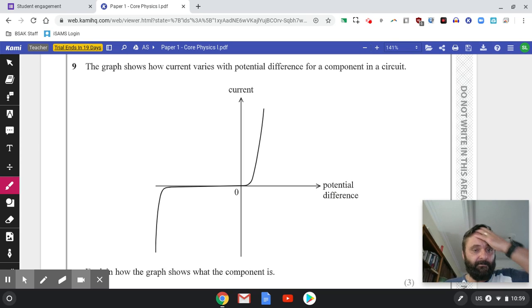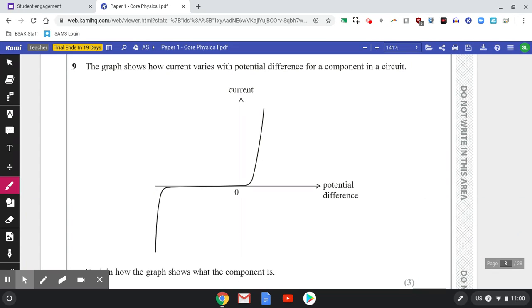Right, question 9 should be fairly straightforward. There's a graph. It should be immediately obvious that this is a diode graph. Okay, so basically, we want an explanation as to why the graph shows it's a diode.